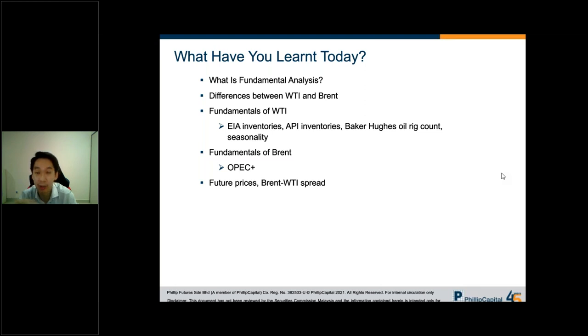Then for both products, you can look at the future prices of the 4-month contract as compared to the spot month price, whether it's a contango market or a backwardation market. Then lastly, for more advanced traders, you can look at the Brent and WTI spread to give you an idea which contract is currently more expensive, and you can look to long or short the cheaper or the more expensive contract accordingly. Or you can do an arbitrage, which is to enter a long 1 month and short 1 month, or the Brent WTI spread.